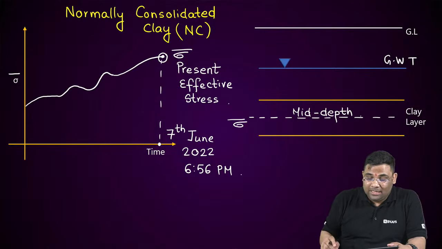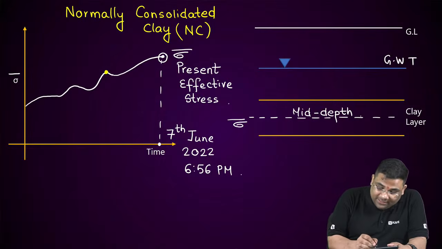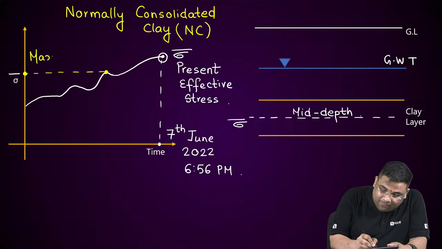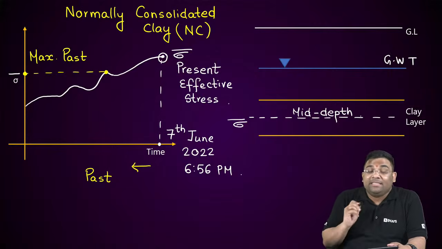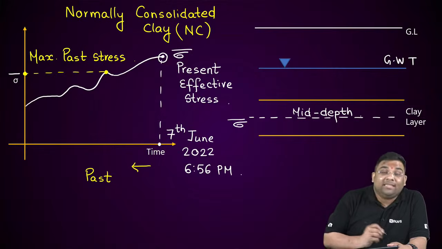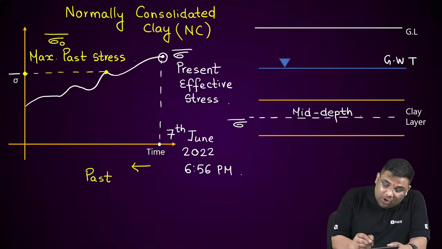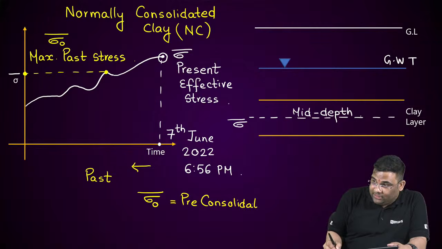Okay, very good. Now, what can I tell this value as? This I can tell as the maximum past stress, right? Because any time before this is past. So this is the maximum past stress. And for this maximum past stress, I will write the term sigma naught dash. This sigma naught dash is also known as the pre-consolidation stress.